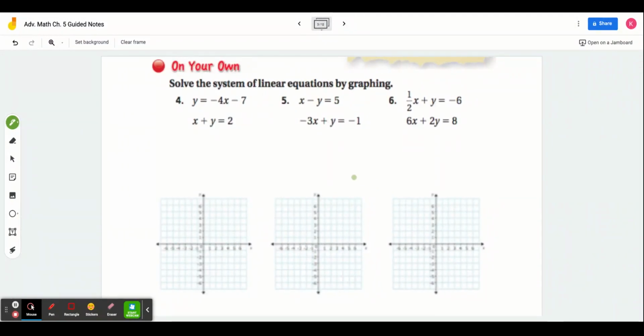Now looking at the next set. We're going to see here that not all of these equations are in y-intercept form. So we're going to have to get them into that slope-intercept form before we can graph them. For this first one, we have to subtract x from each side to find that y equals -x plus 2. We can then use this to graph. So our y-intercept is 2, our slope is -1, and then we can plot our points.